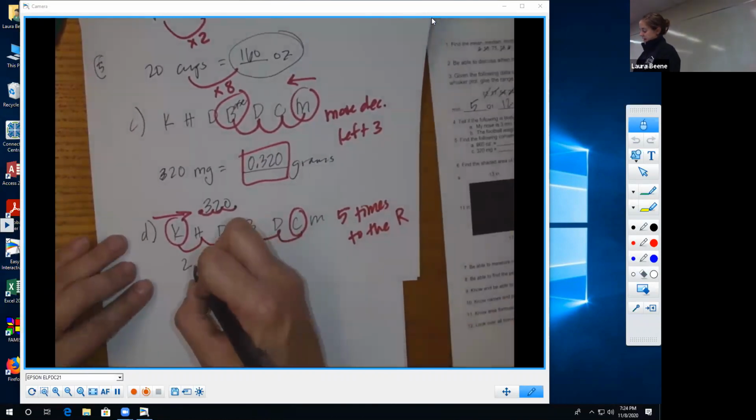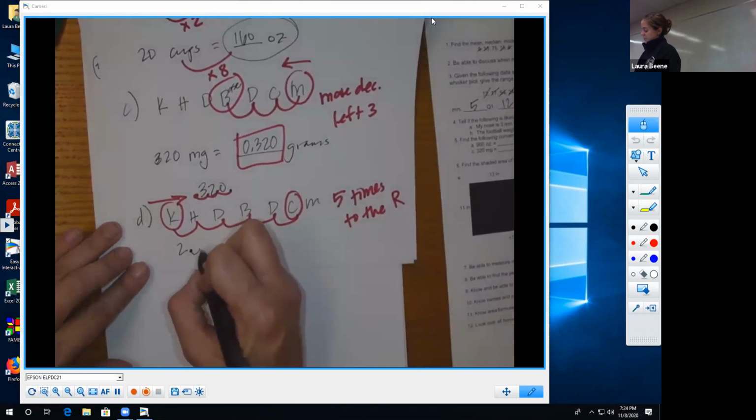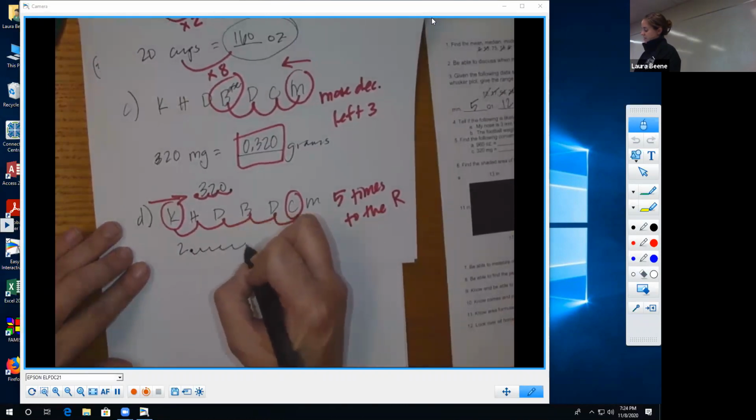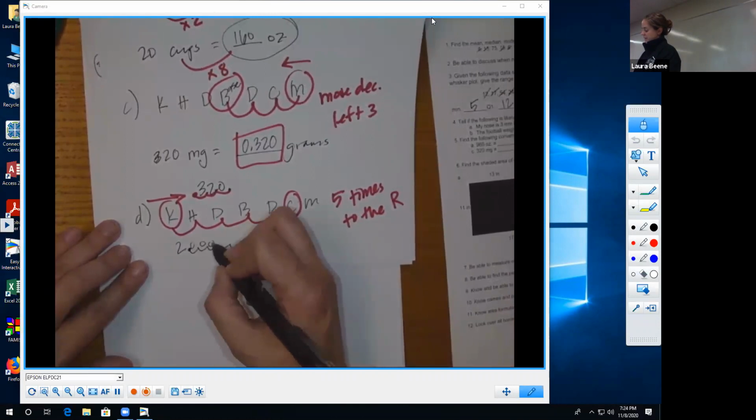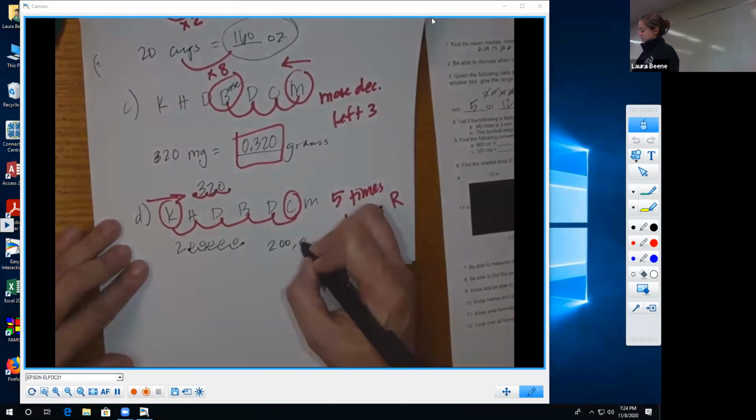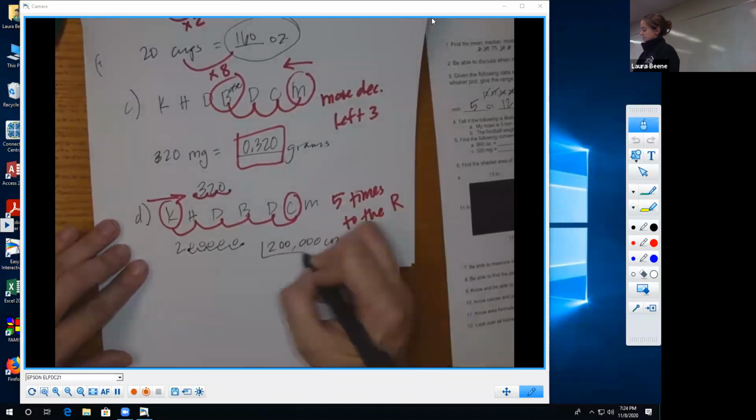So my decimal place is after the 2. I'm moving it 1, 2, 3, 4, 5 times to the right. I need to put in zeros there. And that is the number 200,000 centimeters.